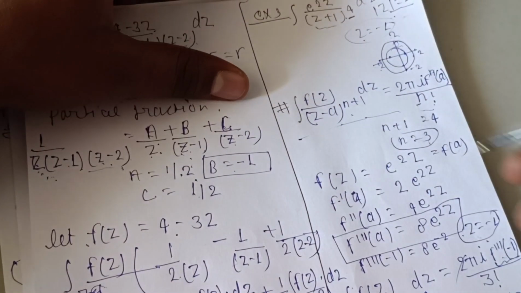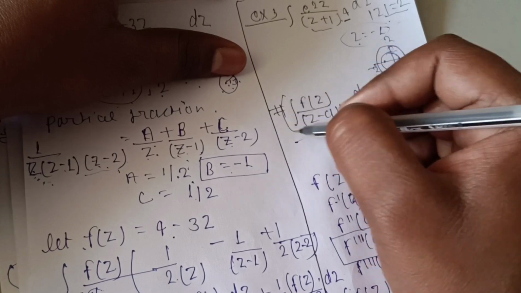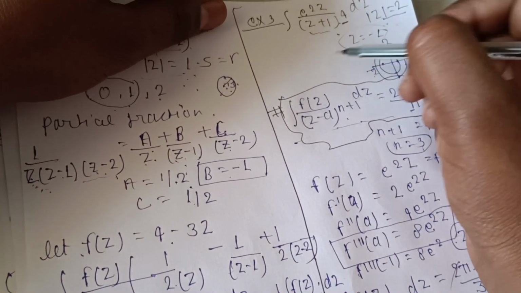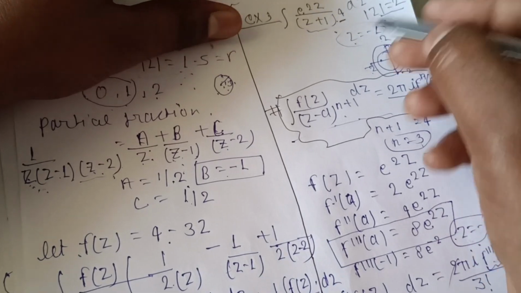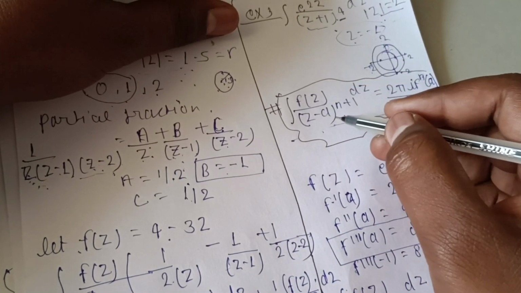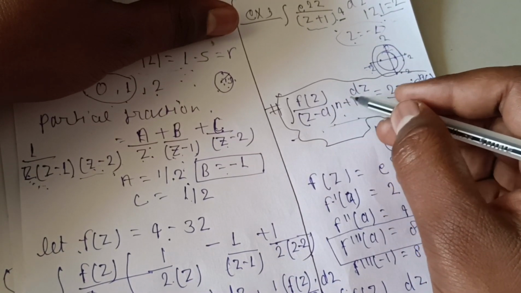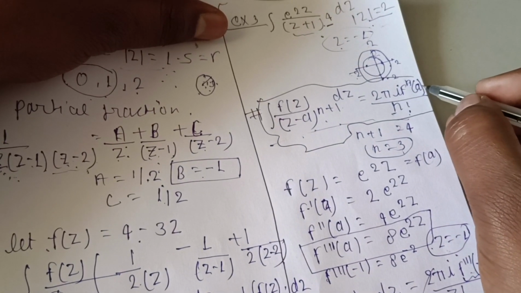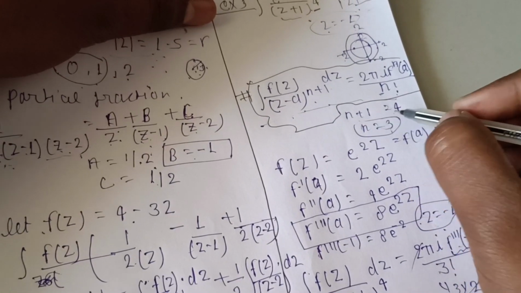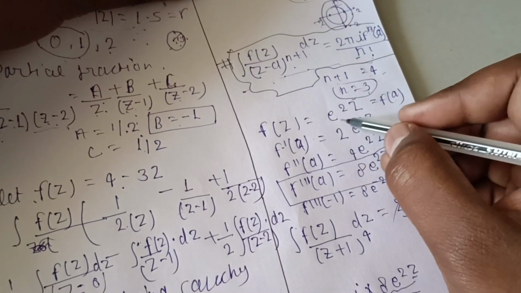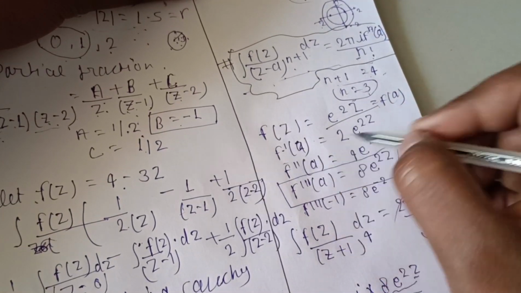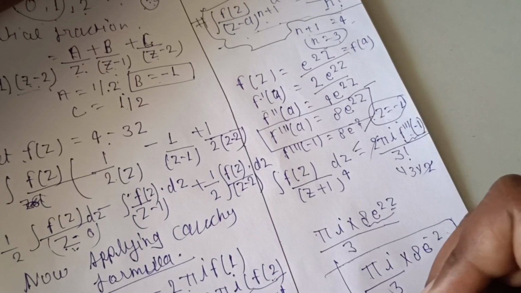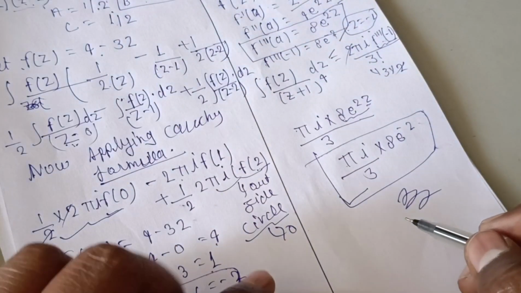So what did we learn new here? Which was this one: if the power is higher, like 4, 5, 6, then we use this formula, f of z upon z minus a to the power n plus 1 dz is equal to 2 pi i f^n of a upon n factorial. So n plus 1 is equal to 4, n is equal to 3, f of z is this, f dash this, and then this, then this. Finally I put the value and I have this final answer.